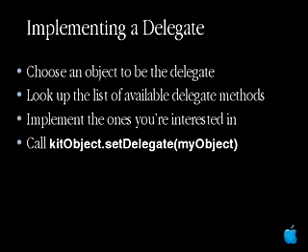So to implement a delegate, you need to choose an object on your side to be the delegate, and you need to choose the kit object you wish to delegate from. Look up the class for the kit object. You will find a list of delegate methods available to you. Read the documentation and figure out which of those methods are of interest to you and override only those. Once you're done with all of that, just call the kit object's setDelegate, passing your object's reference.